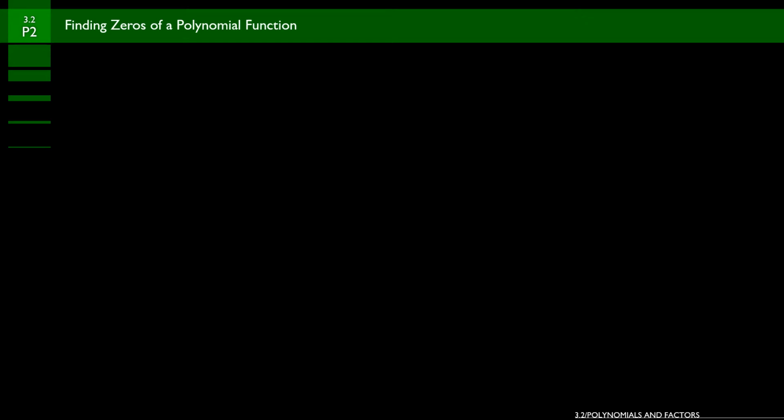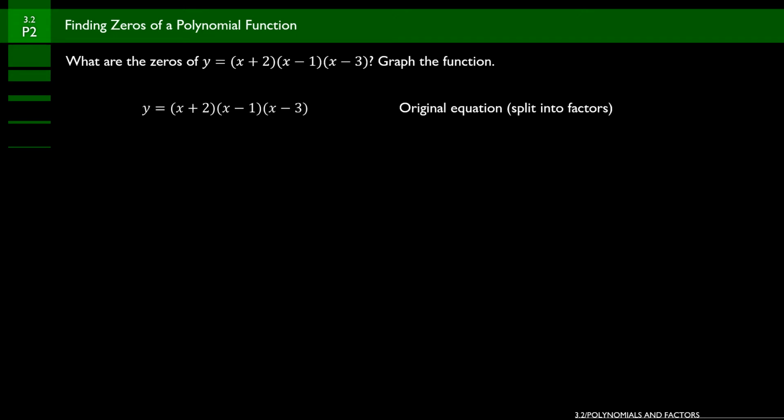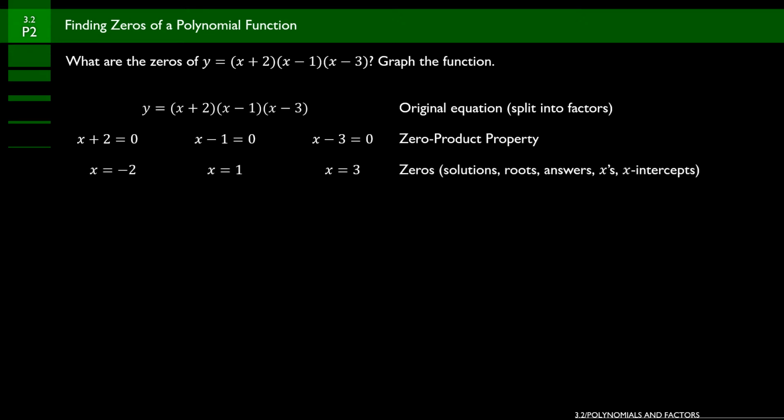So we're given y equals x plus 2 times x minus 1 times x minus 3. So take each one of those individual factors and set them equal to 0 using the zero product property. So x plus 2 equals 0, x minus 1 equals 0, and x minus 3 equals 0. Then just solve for x. So subtract or add according to what you need to do. And we're left with x equals negative 2, x equals 1, and x equals 3.